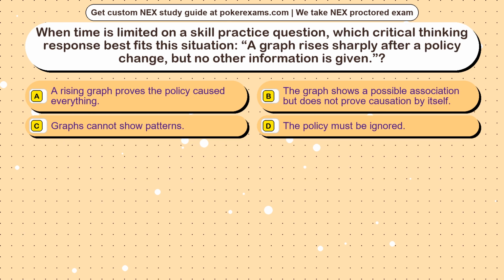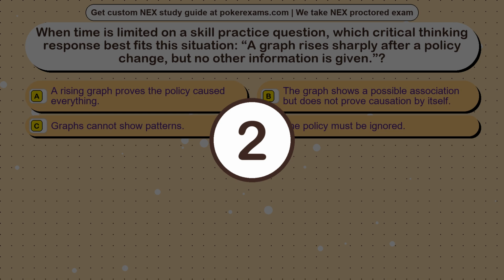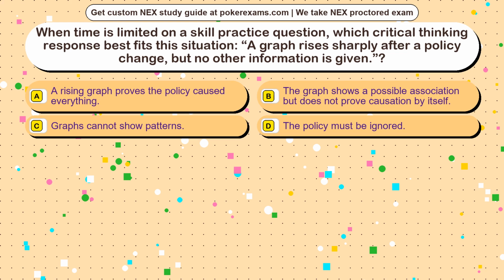Question 5. When time is limited on a skill practice question, which critical thinking response best fits this situation? A graph rises sharply after a policy change, but no other information is given. Option A. A rising graph proves the policy caused everything. Option B. The graph shows a possible association but does not prove causation by itself. Option C. Graphs cannot show patterns. Option D. The policy must be ignored. The correct answer is option.